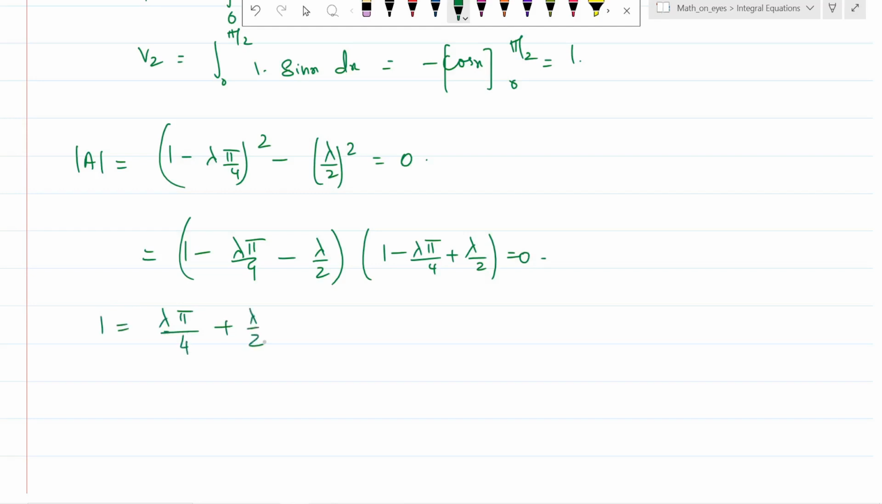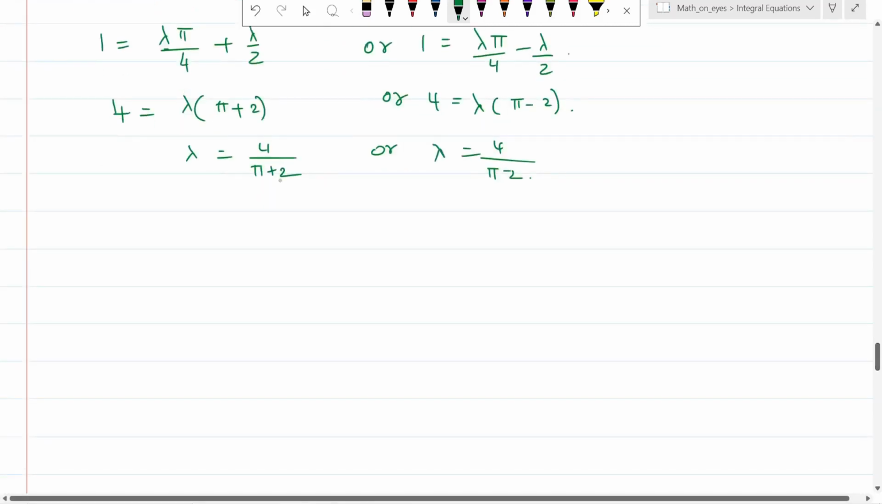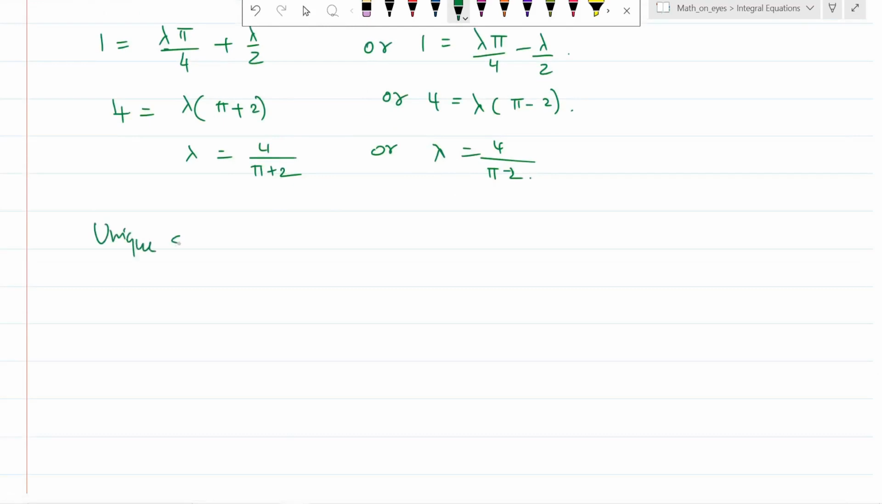So either this is equal to 0, so that implies 1 is equal to lambda pi by 4 plus lambda by 2, or we get 1 is equal to lambda pi by 4 minus lambda by 2. So that implies 4 is equal to lambda into (pi plus 2), or 4 is equal to lambda into (pi minus 2). So we get lambda is equal to 4 divided by (pi plus 2), or lambda is equal to 4 divided by (pi minus 2). If lambda is equal to these values, then no unique solution. So unique solution if lambda is not equal to 4 divided by (pi plus 2), or lambda is not equal to 4 divided by (pi minus 2).